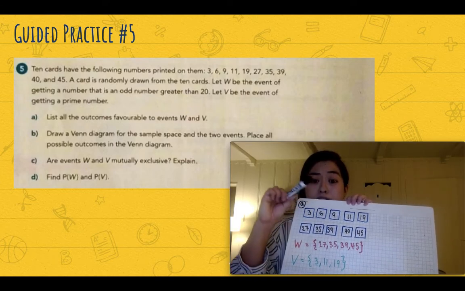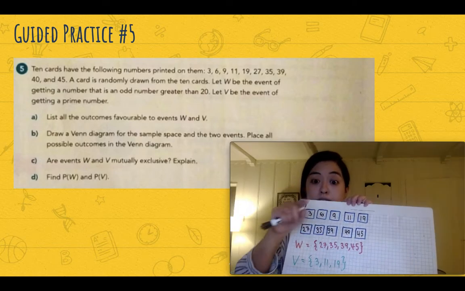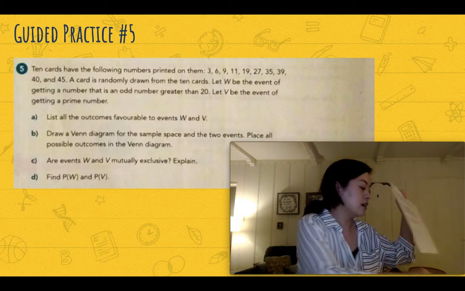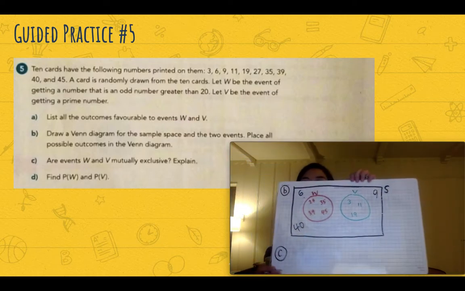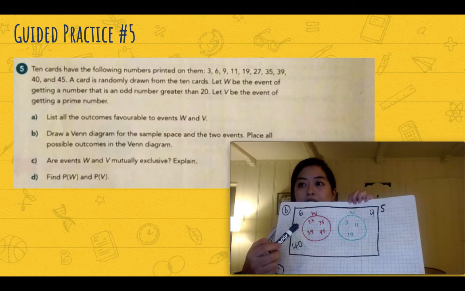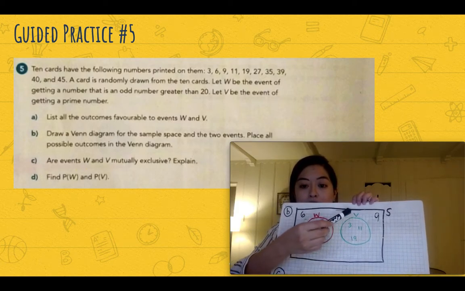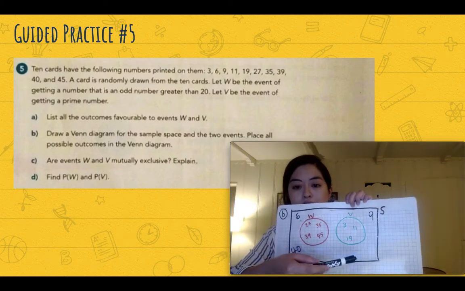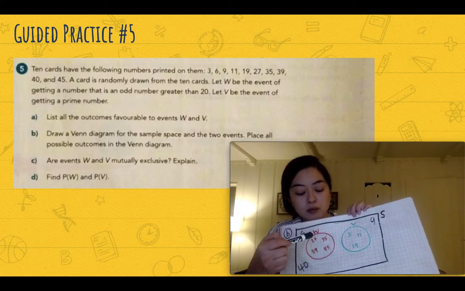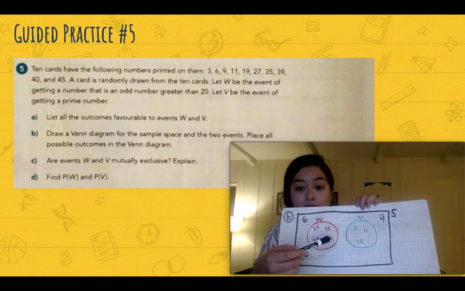So that means my circles for my event W and my event V will not overlap. And I have to also draw my sample space, which is a rectangle around my two events. Okay, so it should look something like this. Notice that W and V do not overlap, and my sample space is my rectangle, and I just put an S somewhere near my rectangle, and I labeled my events W and V outside of my circles.